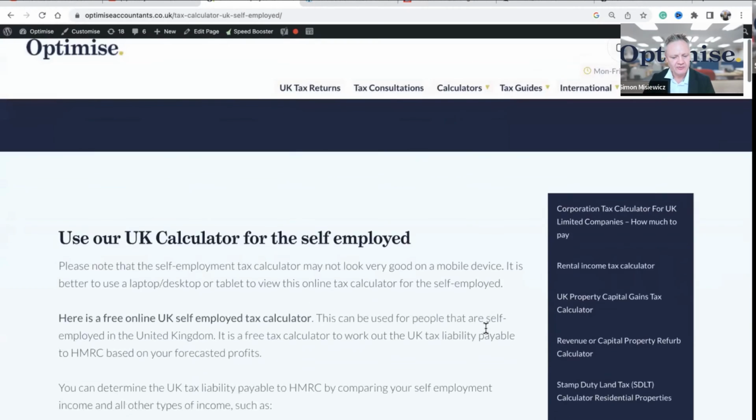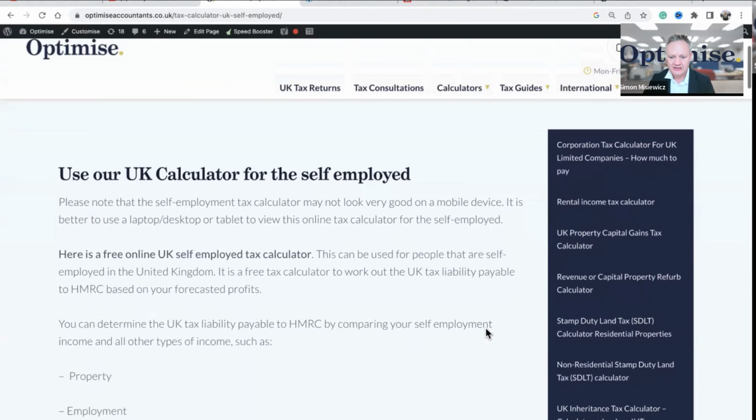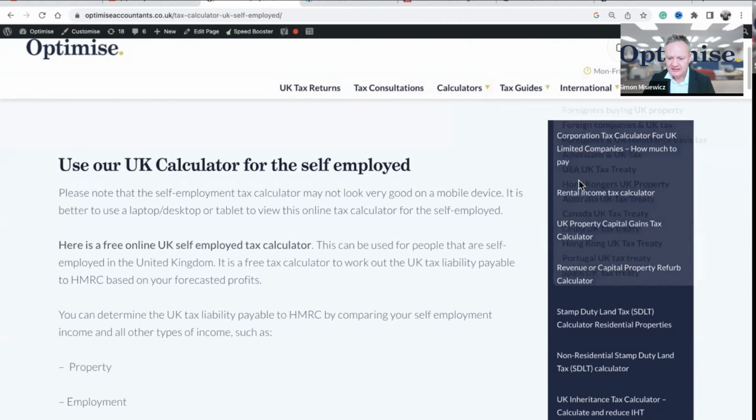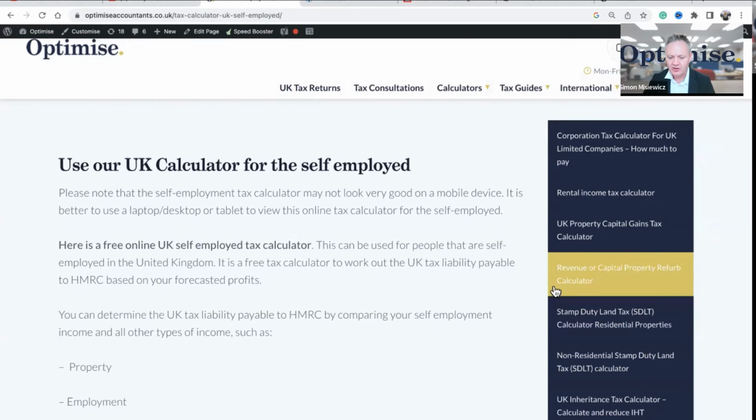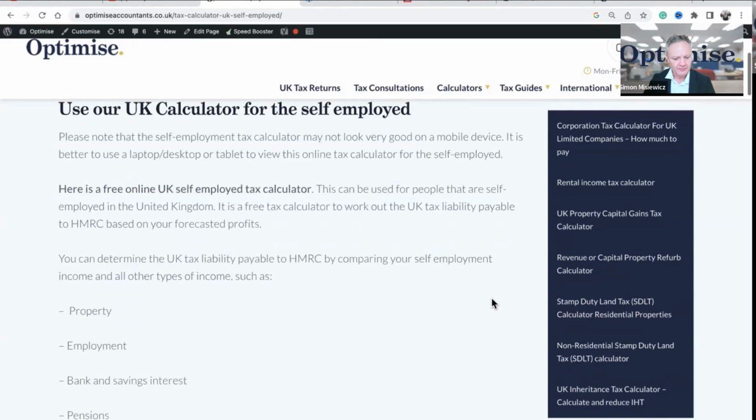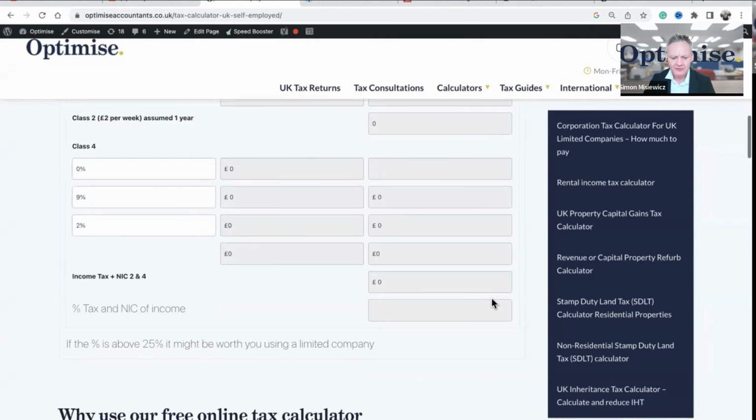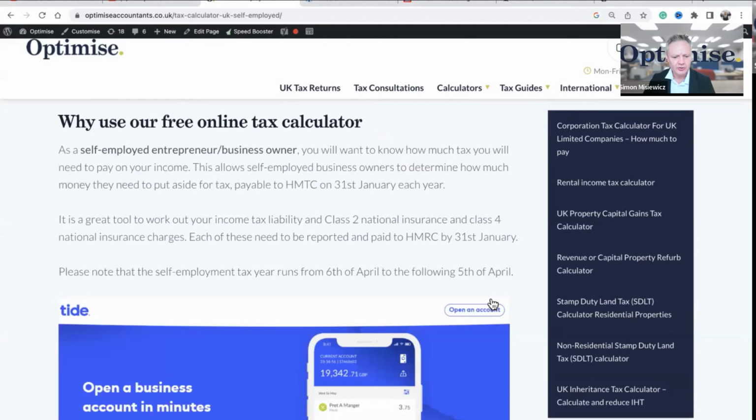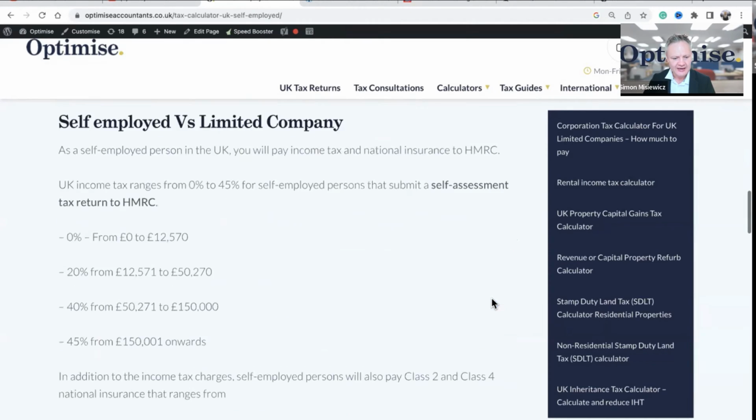Now, what I've done for you here is described what the UK tax calculator is. On the right hand side, interestingly enough, there's a bunch of other tax calculators that you might find useful, so go ahead and check those out. Scrolling down, you'll see the calculator, but before I do, I want to talk about who should use the free online self-assessment tax calculator, and then the use of a limited company. We'll talk about that a little bit later.